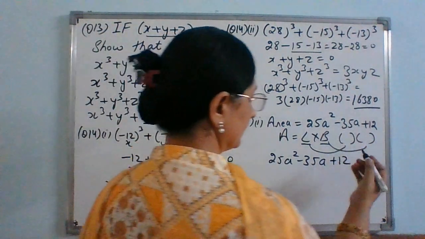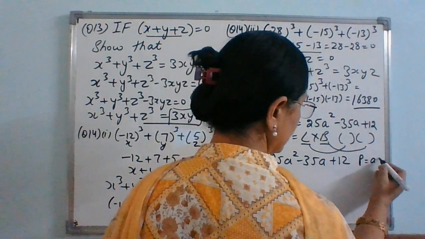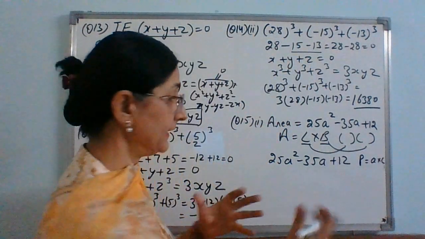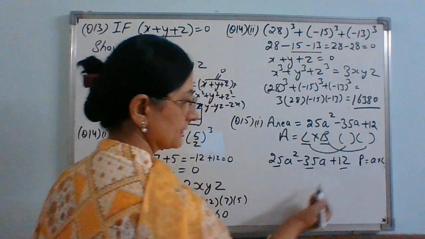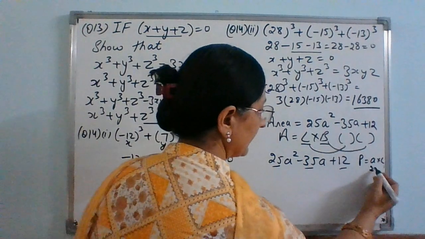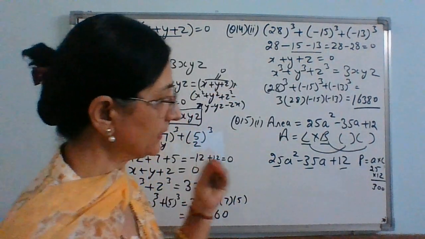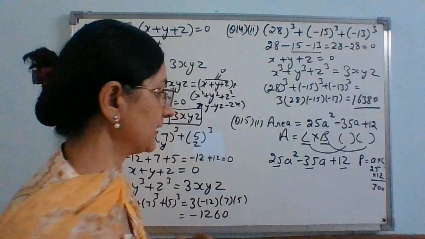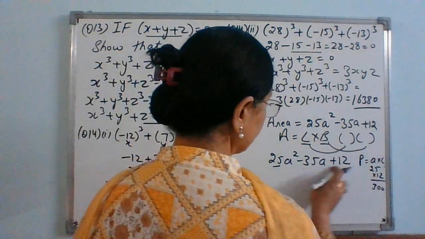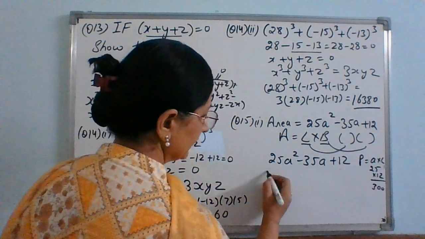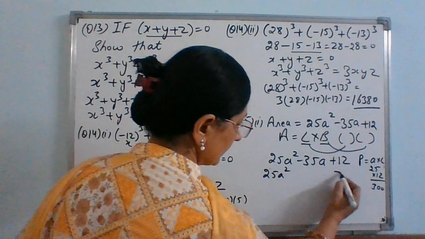Now here, what is the rule? P is equal to A into C. P means product. A is this, B is this, and C is this. A and C means 25 into 12, that is 300. Now you have to arrange the factors of 300 in such a way that you get 35 here. So 25a square and 12 remain the same.